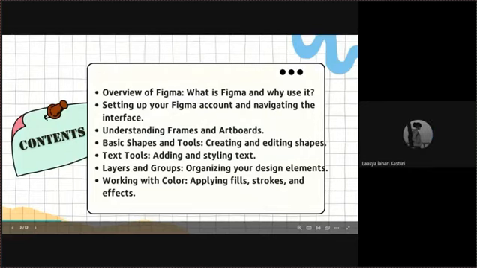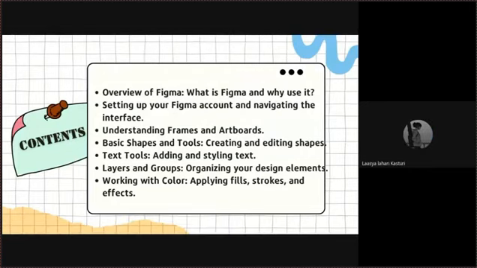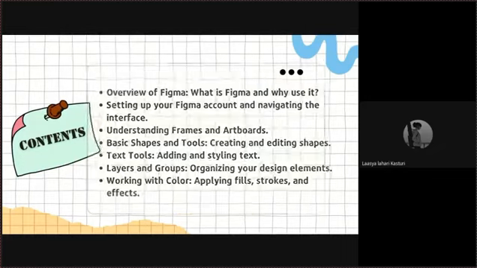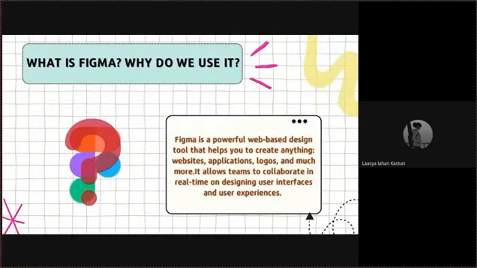Further, we are also going to learn briefly about text tools, that is adding and styling text, layers and groups, and also organizing your design elements. At the end, working with color, that is applying fills, strokes, and effects. Now, what is Figma and why do we use it? Figma is a powerful web-based design tool that helps you to create anything, whether it is a website, application, logo, and much more. It allows teams to collaborate in real time on designing user interfaces and user experiences.